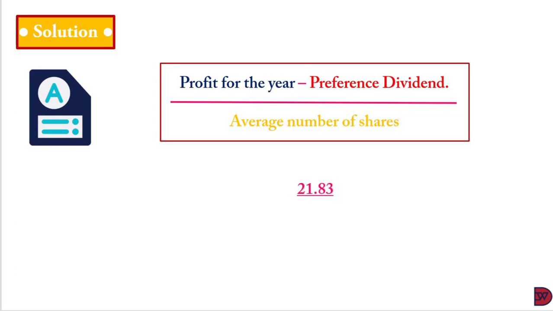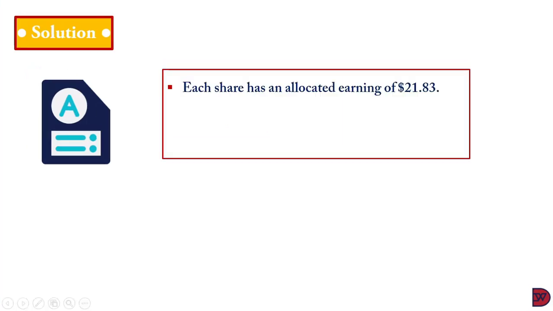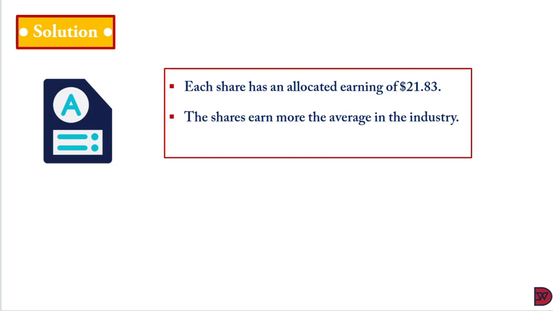When we do the calculation, we get an earnings per share of 21.83. This was as a result of dividing the difference of the profit for the year of 13,600,000 and 500,000 preference shares dividend by the ordinary shares available of 600,000. When we interpret this, it means that each share has an allocated earning of $21.83. Now the shares earn more than the average because the metric was 18 and now we have 21.83.